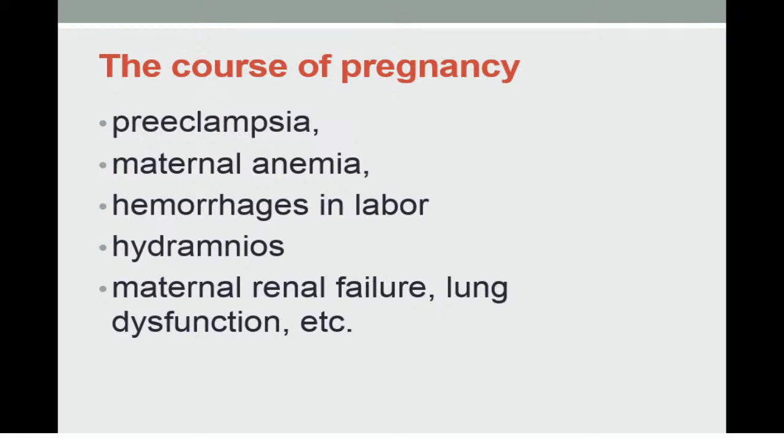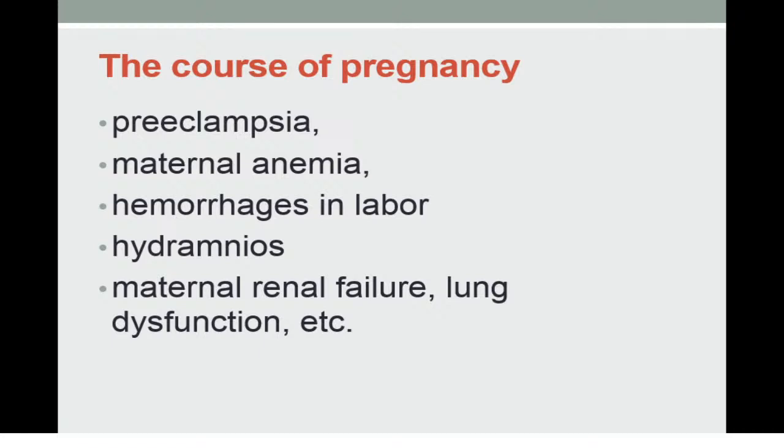The course of pregnancy and multifetal gestation. As part of obstetrical complications, they are presented here. Preeclampsia, compared with singleton pregnancy, increases 3 to 4 fold, and most of them are of moderate and severe degree. Maternal anemia, it is understandable. Hemorrhages in labor, it is understandable because of overextension of the uterus, because of premature separation of the placenta. Even rupture of the uterus may take place.